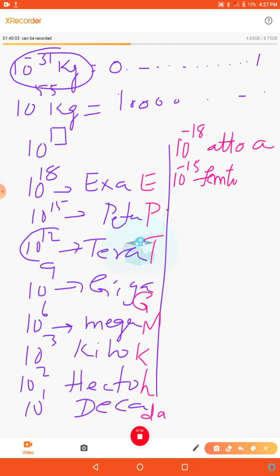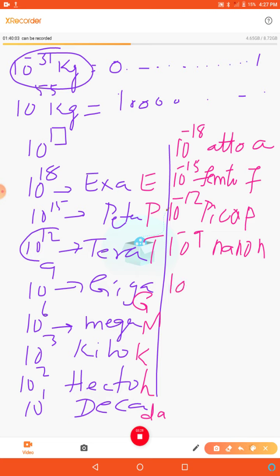That is femtometer. In the same way we have 10 power of minus 12, which is called pico, represented by small p. Femto is represented by small f. Also we have 10 power of minus 9, which is called nano, as in nanoseconds, nanotechnology. That is nano, represented by small n, that is 10 power of minus 9.